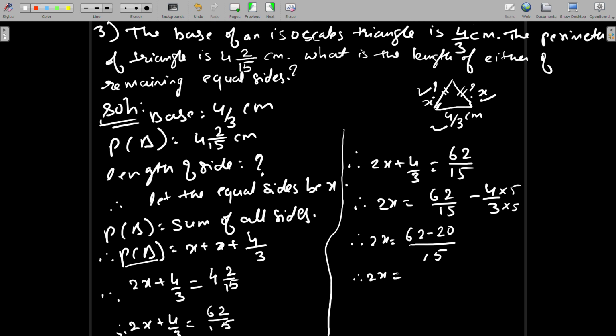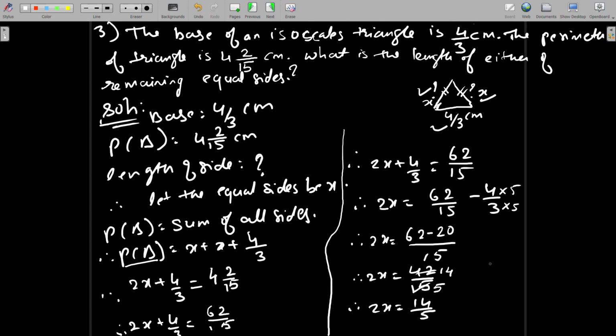Therefore 2x is equal to 62 minus 20. How much will we get, 62 minus 20? Let me just do it. It is 42. 42 by 15. Now this 15 is nothing but 3 fives are 15, 3 ones are 3, 3 fours are 12. Therefore 2x is equal to 14 by 5.